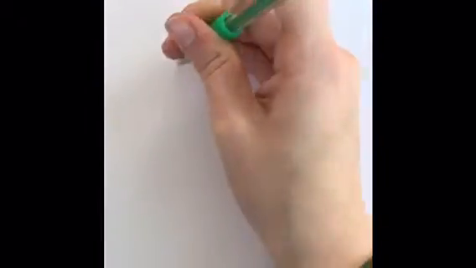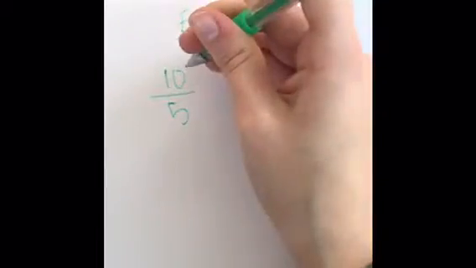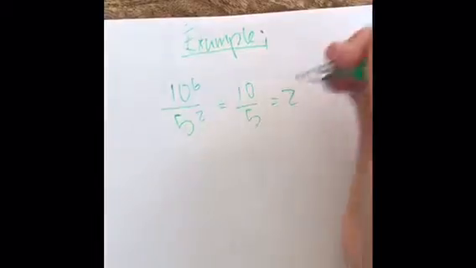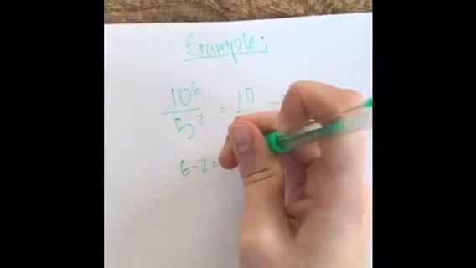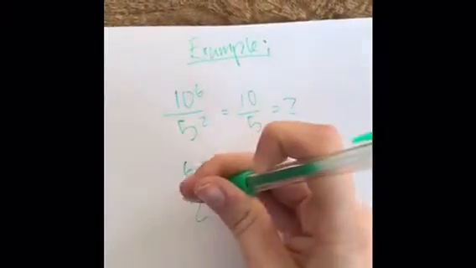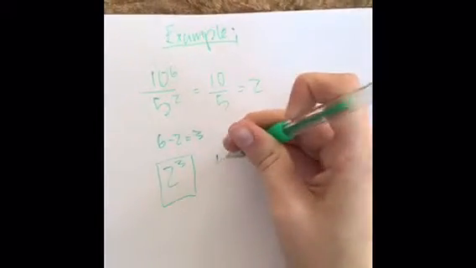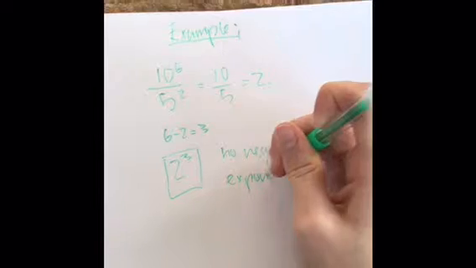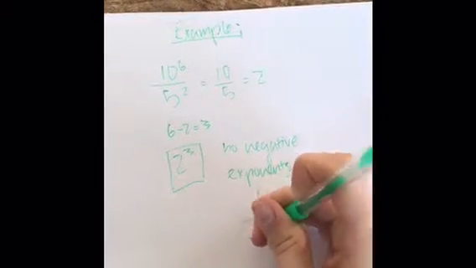So a good example for this problem would be 10 to the 6th power over 5 to the 2nd power. And so, of course, 10 divided by 5, as we all learned in kindergarten, is 2. But 6 minus 2 is 4, so our final answer would be 2 to the 4th. But wait, we have to do the negative exponent thing. Since there are already no negative exponents in our problem, all we have to do is put a 1 over it, so our final answer would be 1 over 2 to the 3rd.